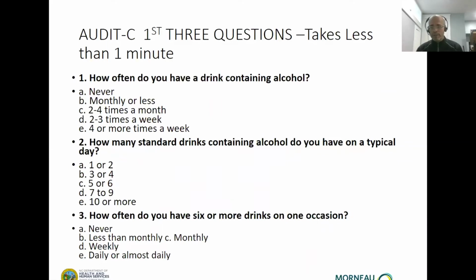The way we score this is if they answer A, it's 0 points. The B option is worth 1 point. C is worth 2 points. The D option is worth 3. And E is worth 4 points. So for instance, how often do you have a drink containing alcohol? If you say 4 or more times a week, that's 4 points, right?